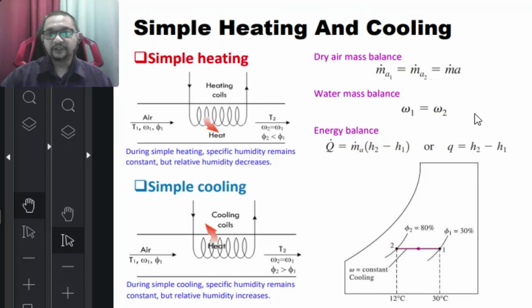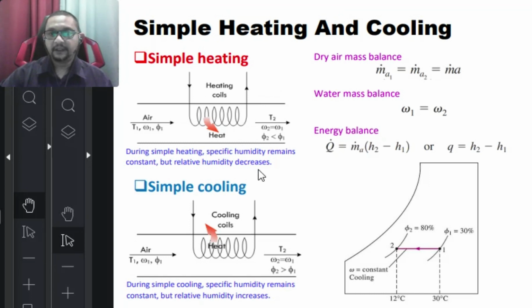Let's go to number one and number two of the processes of air conditioning, that is simple heating and also cooling. As you see in this diagram, this is simple heating, where when we want to operate the air conditioning by using heating, we heat the coil in the duct.